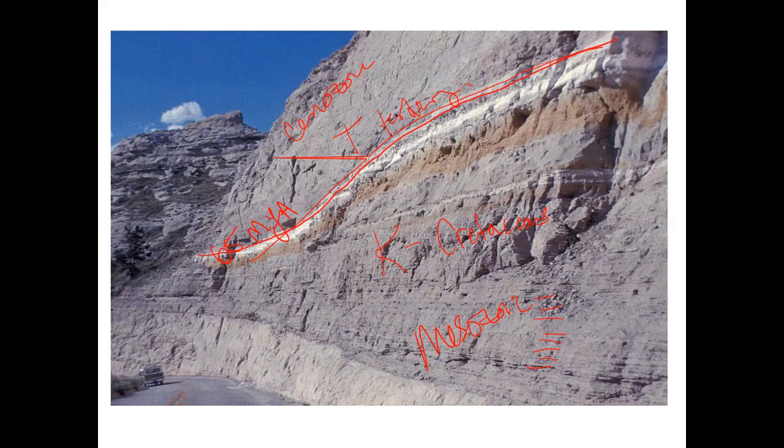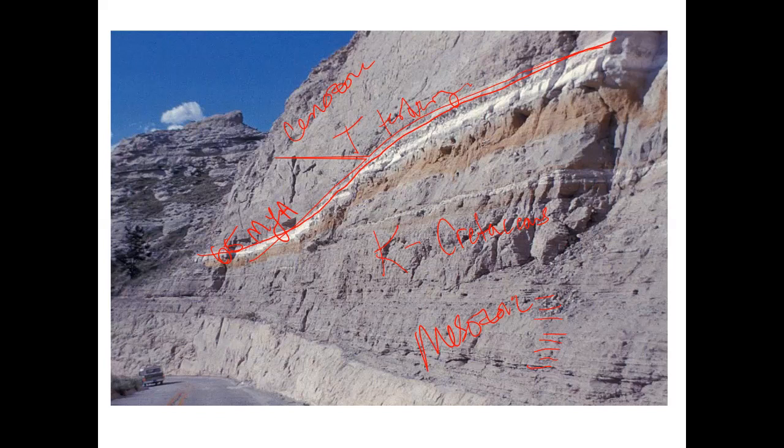So the KT boundary is found on all continents where rocks of this age are present and sediments were being deposited at that time, at that location. And anytime we find this marker bed, we know, boom, we're looking at 65 million years ago.